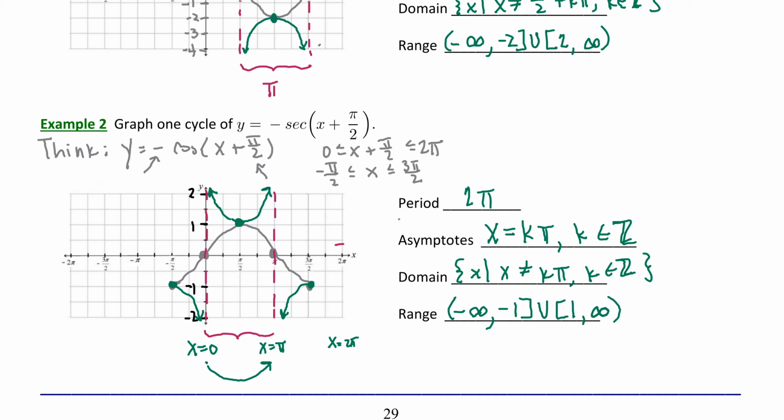So to graph a secant, I highly recommend graphing the corresponding cosine wave first, locate the vertical asymptotes of secant by identifying the x-intercepts of cosine, and then bounce your secant curve right off of that cosine curve. Makes it pretty simple and straightforward.